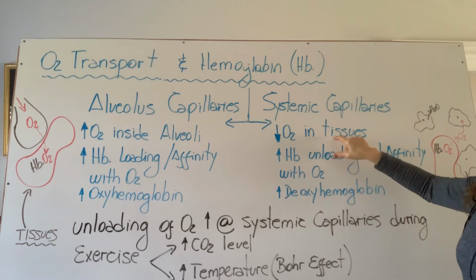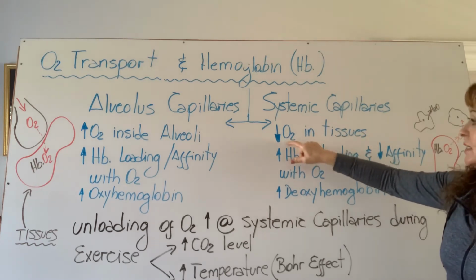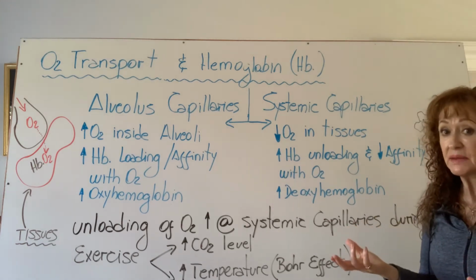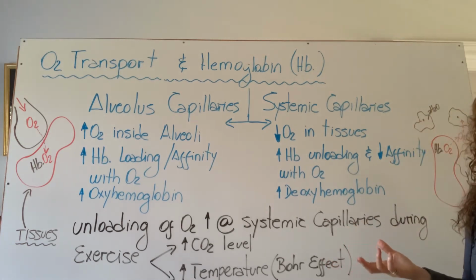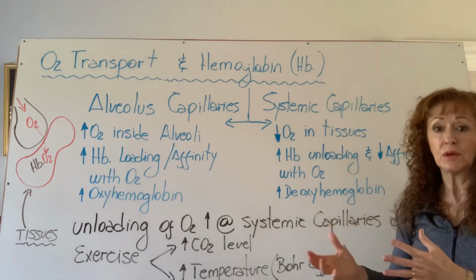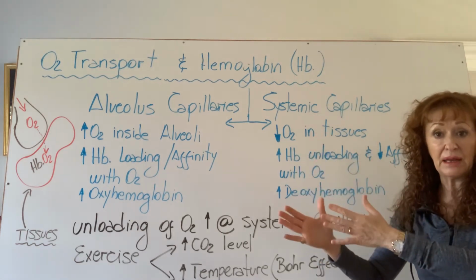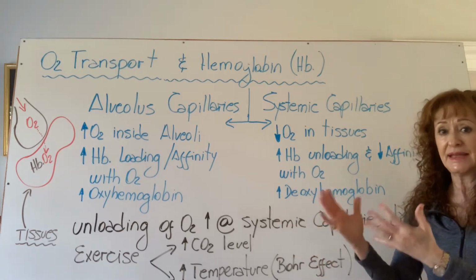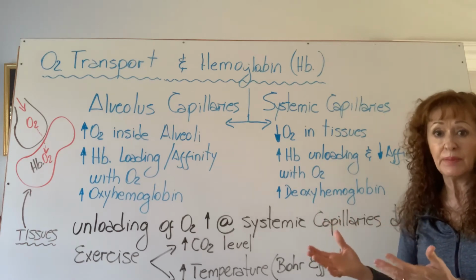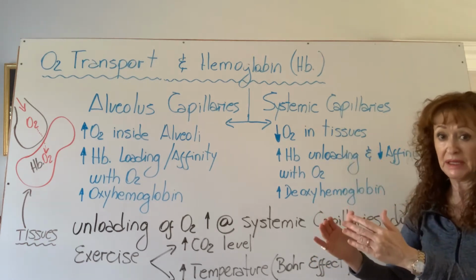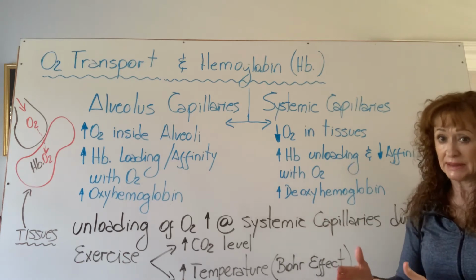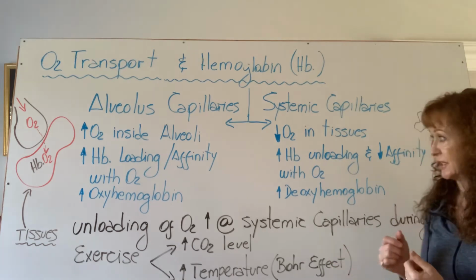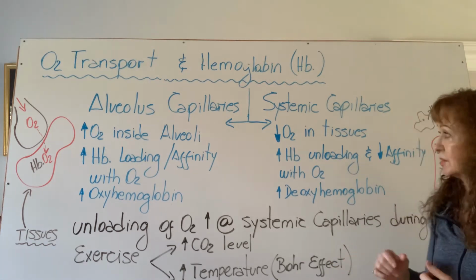Now, at the systemic capillaries, the oxygen levels in the tissues decrease, because it's pretty much what is happening. Regardless of whether the tissue is exposed to high metabolic activity, medium metabolic activity, or low metabolic activity, it doesn't matter. That tissue needs to produce ATP in more amount, in medium amount, or really very low amount, but the tissues are always in need of oxygen.